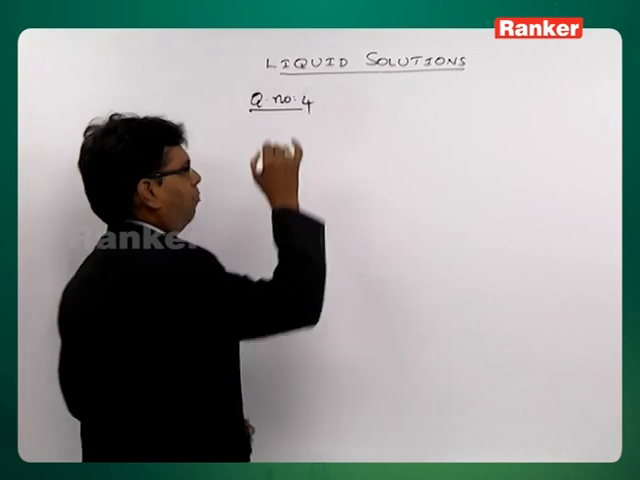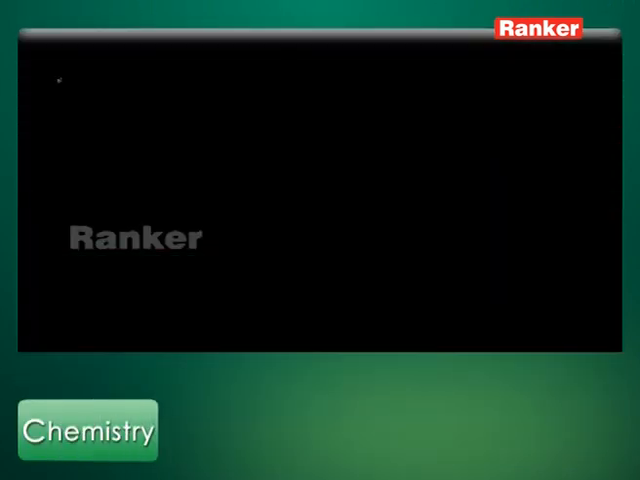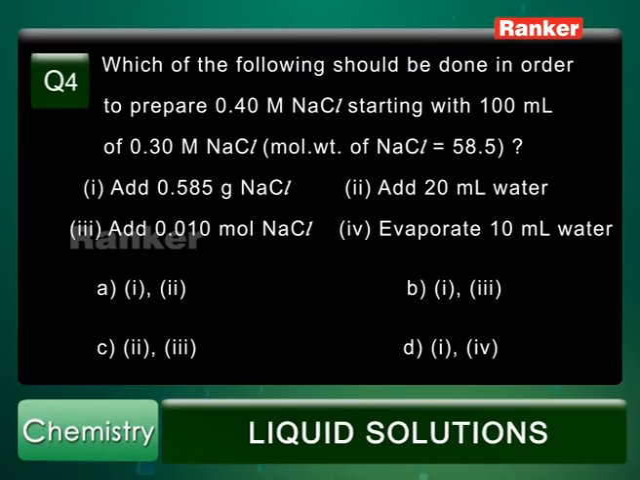Now, let us go to question number 4. Which of the following should be done in order to prepare 0.4 molar NaCl solution, if we are given 100 ml of 0.3 molar NaCl solution? So, it is basically how to get a 0.4 molar solution from 100 ml of 0.3 molar NaCl solution.